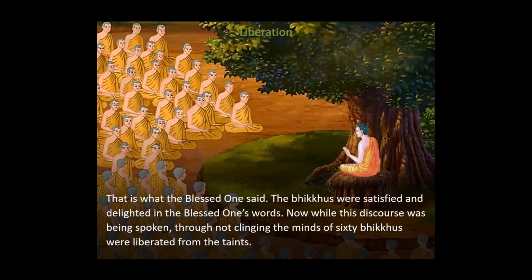This is what the Blessed One said. The bhikkhus were satisfied and delighted in the Blessed One's words. Now, while this discourse was being spoken, through not clinging, the minds of 60 bhikkhus were liberated from the taints. Wow, they got their fruition, they got enlightened. Remember, the bhikkhus were in samadhi, so they were actually doing vipassana, and actually understood and realized the Dhamma.